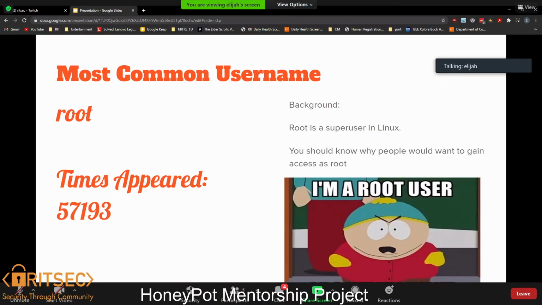So the most common username was root, as you can guess why. It appeared around 57,000 times in our logs. Now, as you all know, root is the superuser on Linux, so it's kind of obvious why someone would want to log in as it. As Cartman is saying, as the root user, you can pretty much do anything you want.